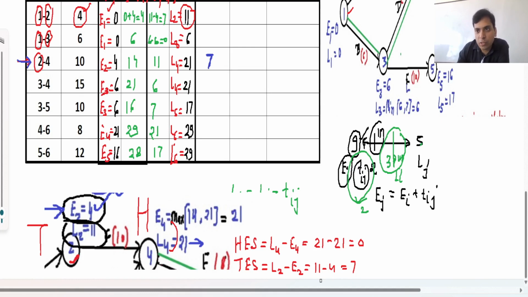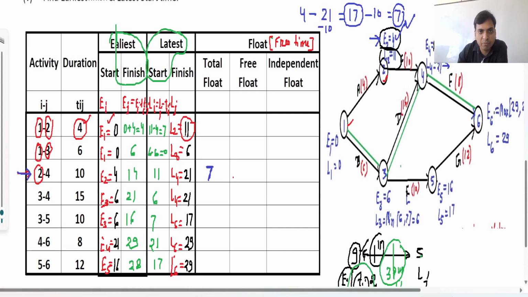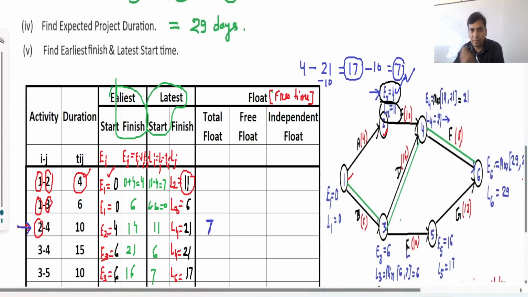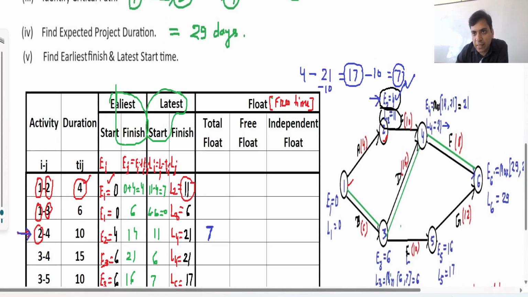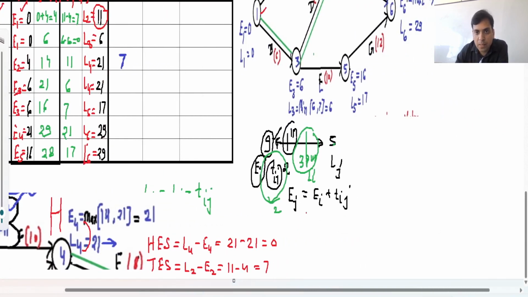So free float. This free float, this one. Free float means we have availability of free time without affecting the next activity. This means, if this activity... suppose we have one more example for this.